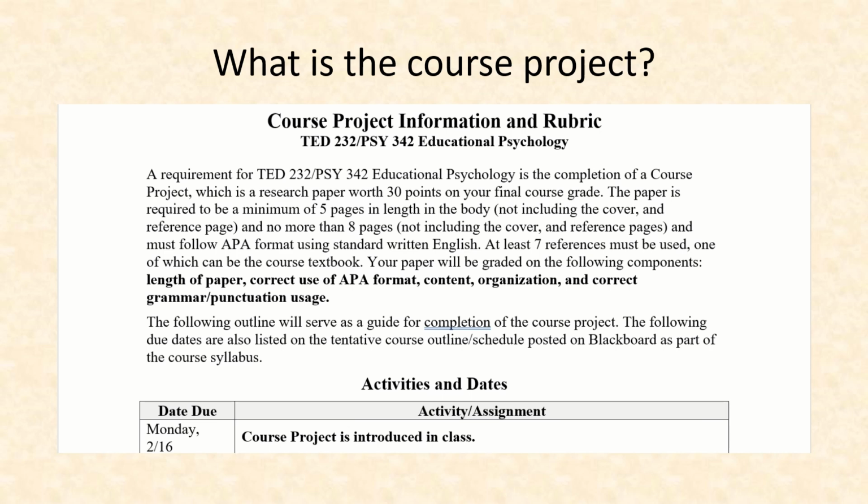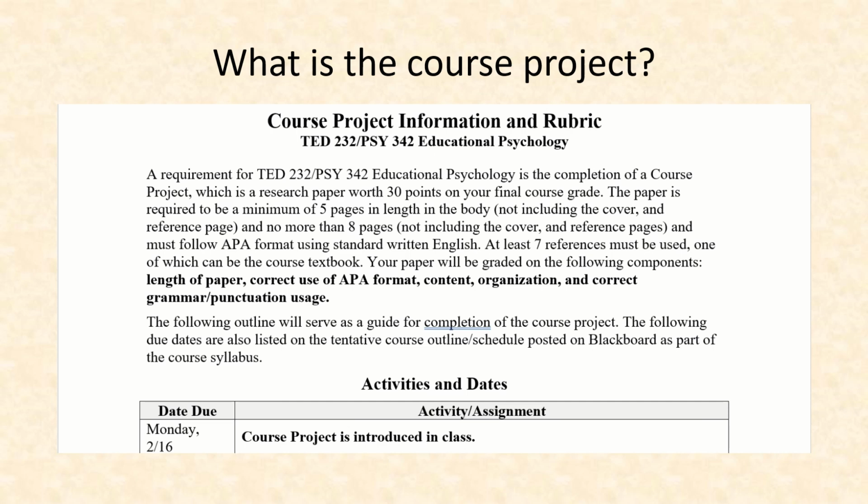Now realize that the research paper will be worth 30 points on your final course grade. The paper is going to consist of at least 5 pages in length in the body. Now we're also going to have a cover page and a bibliography or reference page. So when we look at the body of the paper itself, now don't worry because it's going to be double spaced according to APA standards, a minimum of 5 pages and no more than 8 pages in case you find you have so much to say that it's coming out of your research.